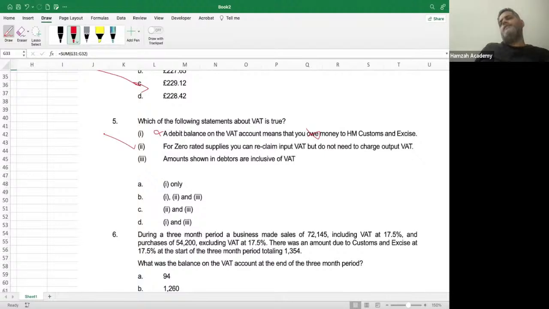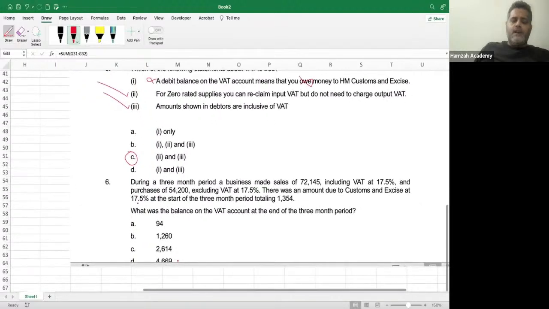So for the zero rated, you can reclaim the input VAT. Obviously, you are going to get the amount that you have paid in the name of tax from the government, but at the end, you are not going to charge the output tax. And then the amount shown in debtors is inclusive of VAT. So yes, this is true. You always show the amount that the customer has to give you, and that is always gross of tax. So 2 and 3 is going to be the correct answer over here, right?